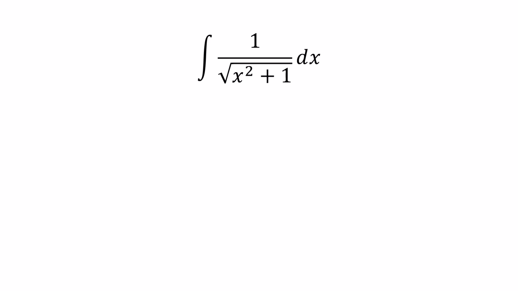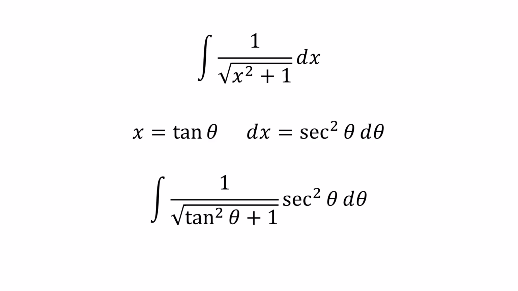To begin, we let x equals tangent of theta. The differential is then dx equals secant squared of theta d theta. Substituting into the integral then gives the integral of 1 over the square root of tangent squared of theta plus 1 times secant squared of theta d theta.